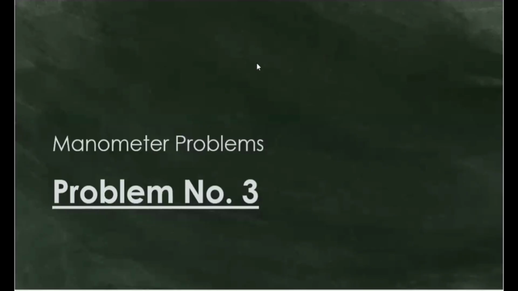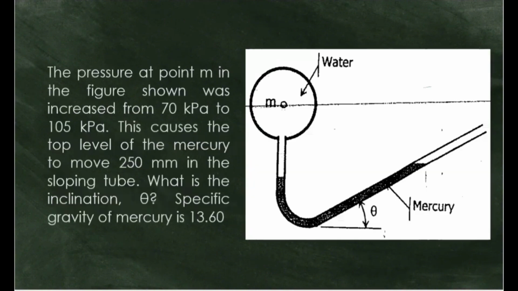So now let's move on to problem number 3. In problem number 3, the pressure at point M in the figure shown was increased from 70 kilopascal to 105 kilopascal. This causes the top level of the mercury to move 250 millimeter in the sloping tube. The question is, what is the inclination theta? Specific gravity of mercury is 13.6. So this is what happened in the problem.